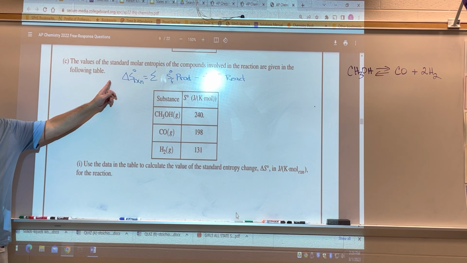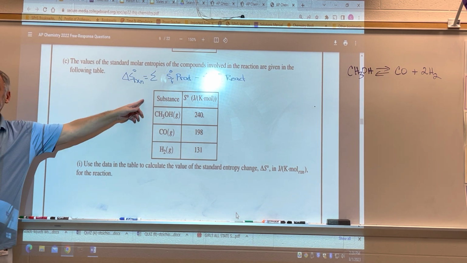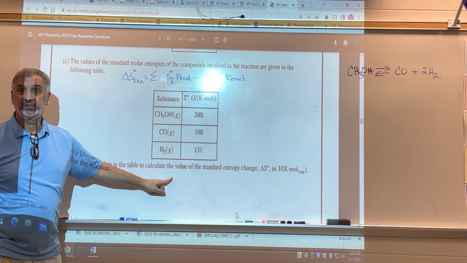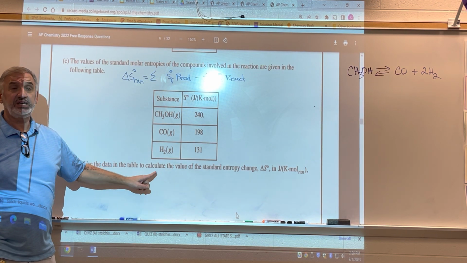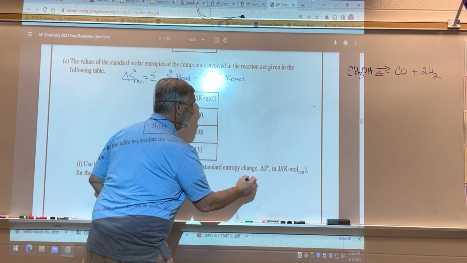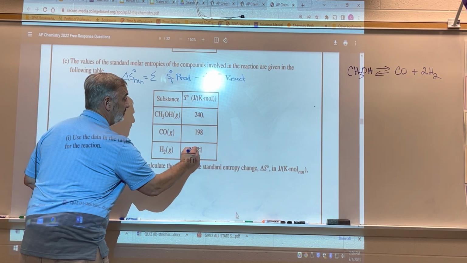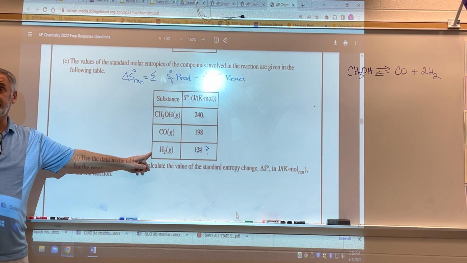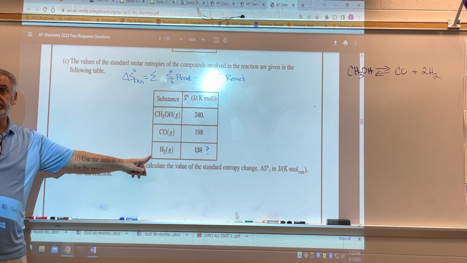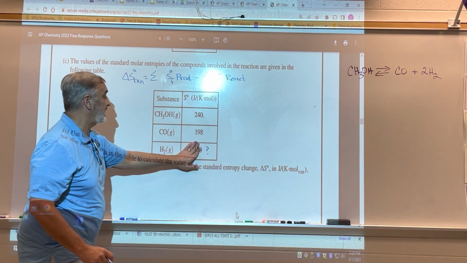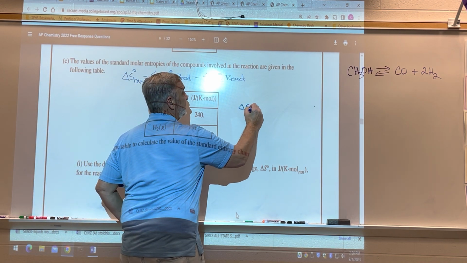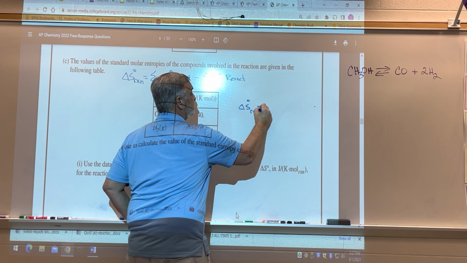Now this is on the equation sheet, but you just got to know that if I'm going to find entropy, and I want the entropy of the reaction. Sometimes they might give you this delta S value and leave one of these and just put a question mark, and say calculate the absolute entropy of the hydrogen. But in this case, they gave you everything, so what do we plug in? Delta S of the reaction is going to equal what?